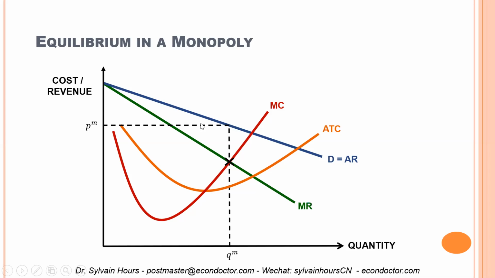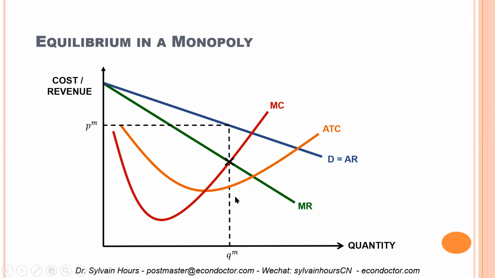I cannot charge a price greater than PM, because in that case, consumers will demand a quantity that will be lower than QM. And that's pretty much it. So this is what I mean when I say once we have found the optimal quantity QM, in order to find the optimal price, we go up until we meet the demand curve. And once we meet the demand curve, we read the corresponding price. So PM is the demand price at QM.